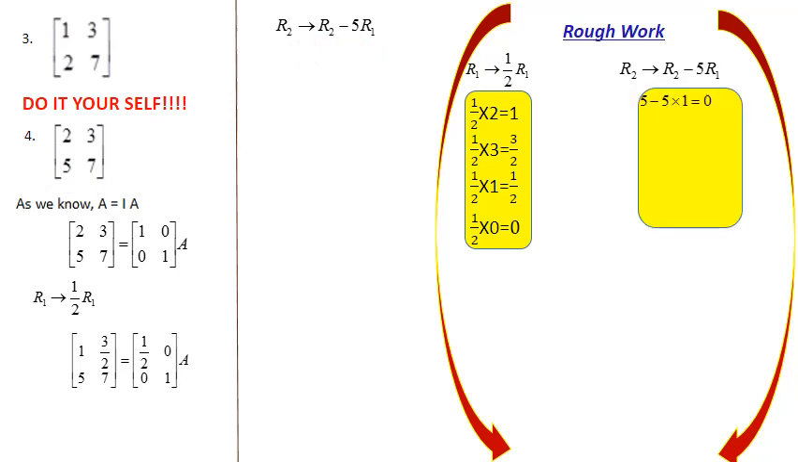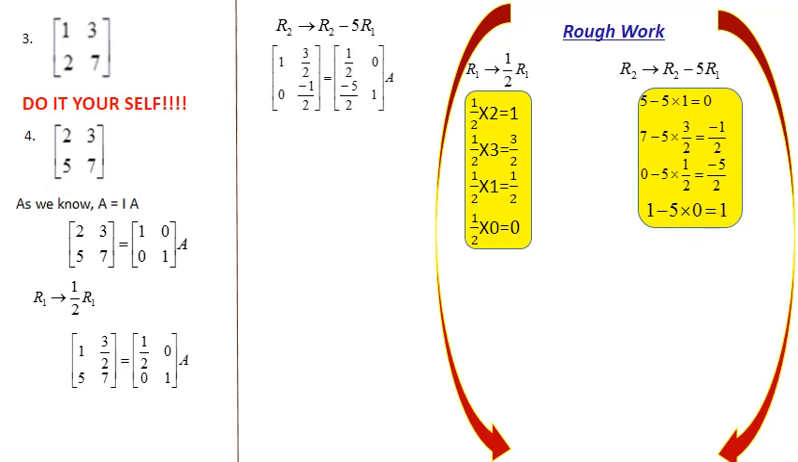So the rough calculation. Here only R2 is changing, so the first row we need not touch. In the second row, 5 will change to 5 minus 5 into R1. 5 into R1 is 5, since R1 is 1 here, so it becomes 0. Next, 7 minus 5 into R1, where R1 is 3 by 2. So 7 into 2 is 14, 14 minus 15, that is minus 1 by 2. Next, 0 minus 5 into R1, that is 5 into 1 by 2, so minus 5 by 2. Next, 1 minus 5 into 0, which is equal to 1.